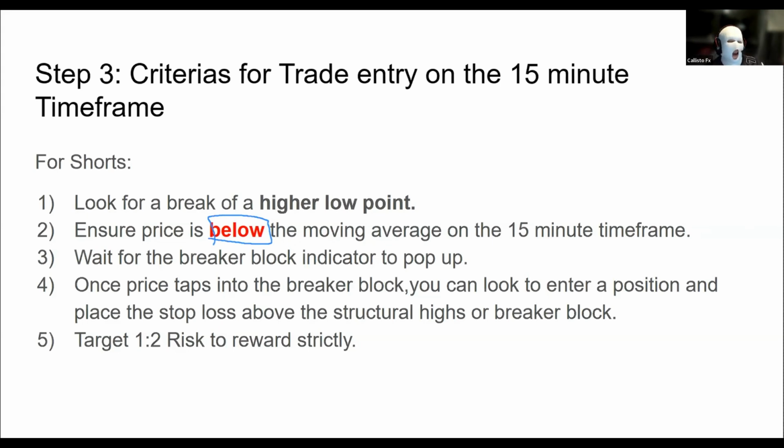And once price tests the breaker block, you can start to look to enter a position and place the stop loss above structural highs or above the breaker block and target a 1:2 risk to reward ratio. Okay, shouldn't be too difficult to understand, right? It's basically the opposite of the buys. Okay, now, there are 3 examples.